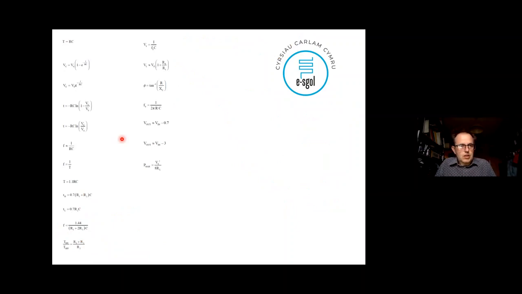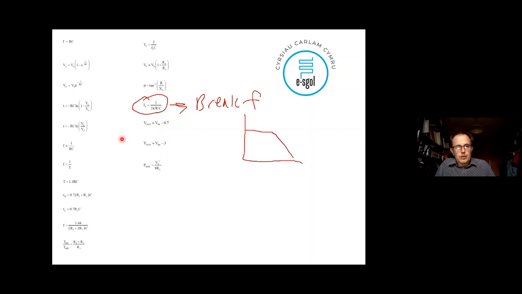When it comes to thyristors, we'll be looking at phase angles. You've got the break frequency one as well, going back to the filters just for a minute. So you've got the break frequency for an ideal filter. Break frequency happens at a certain point there. I'll go back to the thyristor one.